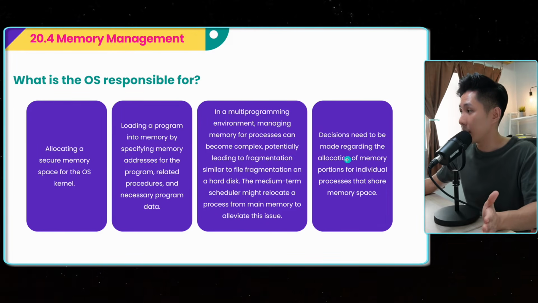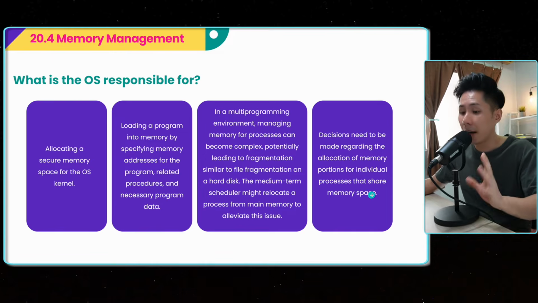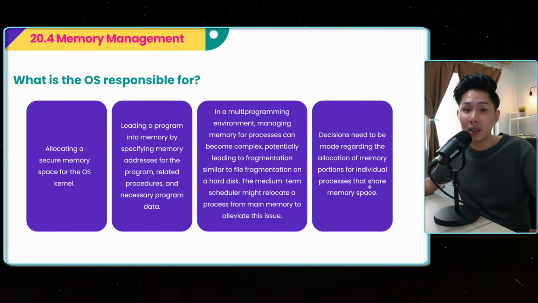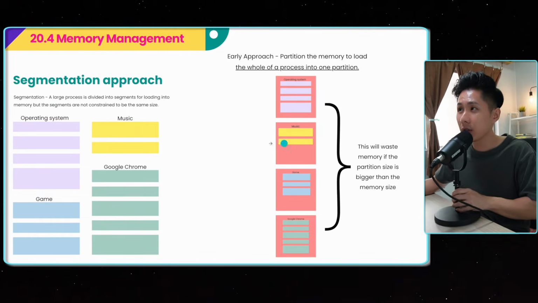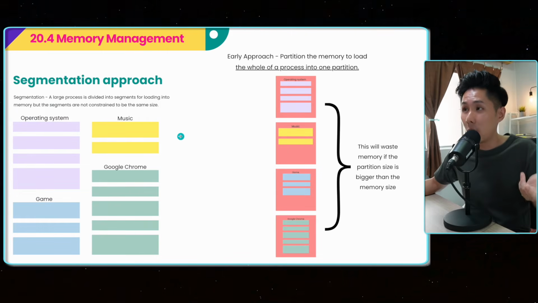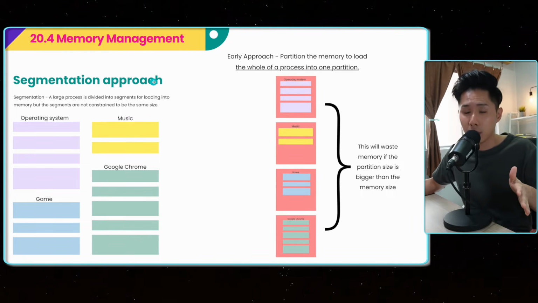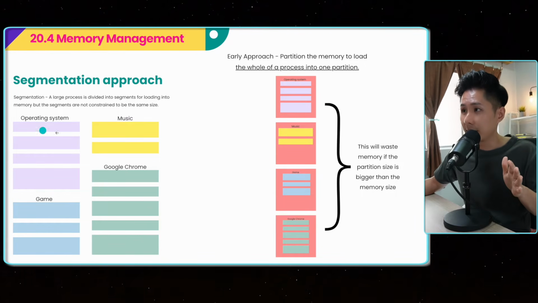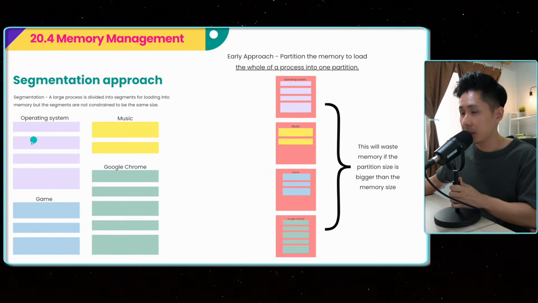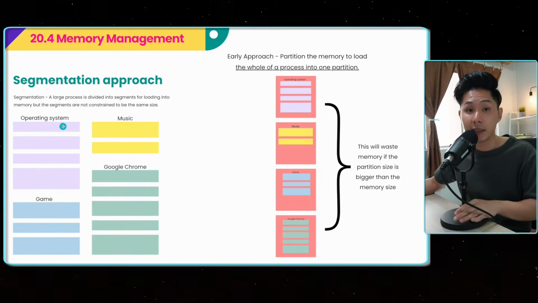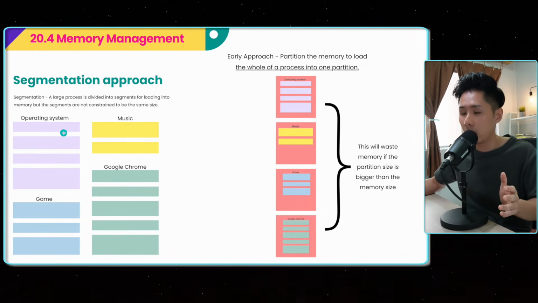The OS also needs to make decisions regarding the allocation of memory portions for individual processes, meaning how much space should I allocate to this process. So all these things are done by the operating system. Now I want to show you an example of how the OS manages memory. There are different approaches. The first one is the segmentation approach. A large process like the OS, music, or your Google Chrome is divided into segments. But the segments are not constrained to be the same size. So this is one of the disadvantages. We'll talk about it in a while.